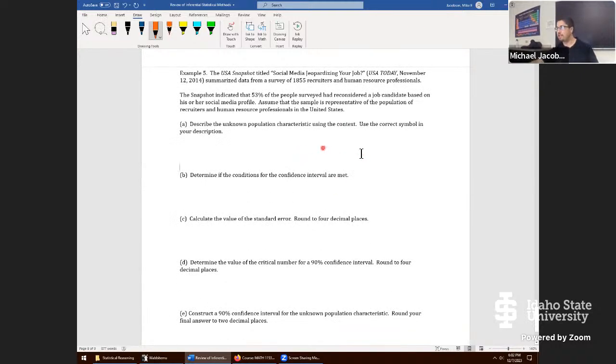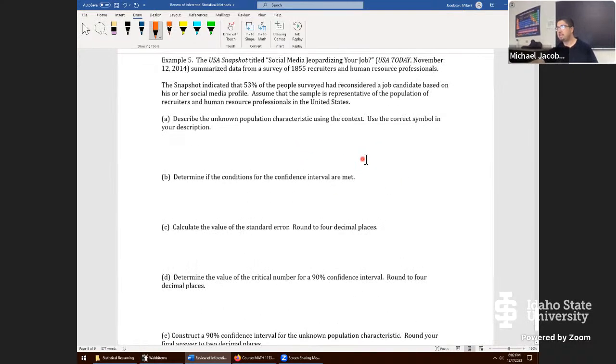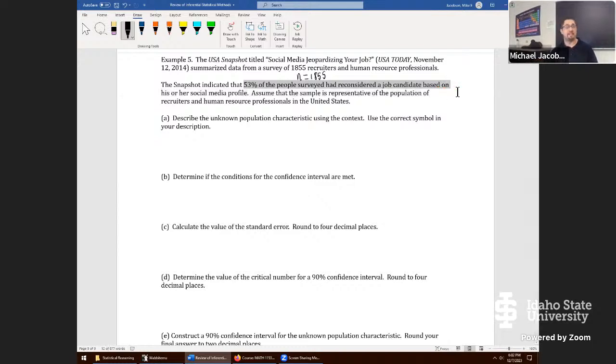Reading through this one, it says the USA snapshot. I think that's just a way of saying short article in the USA paper, USA Today. Social media jeopardizing your job is the title in 2014. And it summarized data from a survey of 1,855 recruiters, so we've got a sample size at least, and human resource professionals. It says in the snapshot, 53% of the people surveyed had reconsidered a job candidate based on his or her social media profile. That's kind of shocking, but it happens all the time.